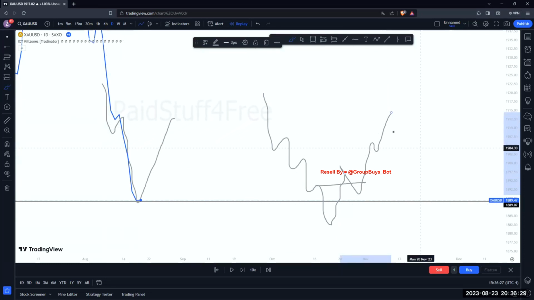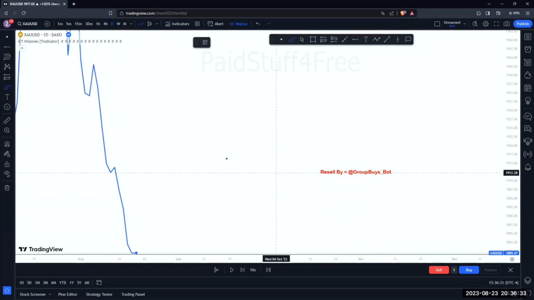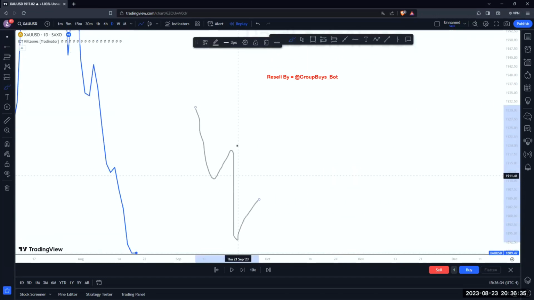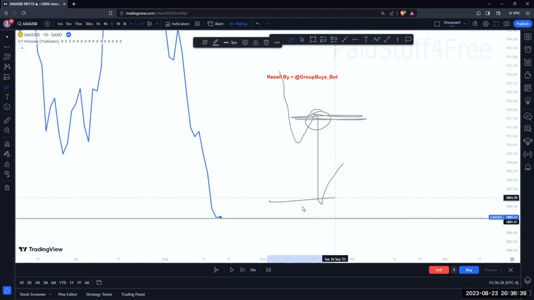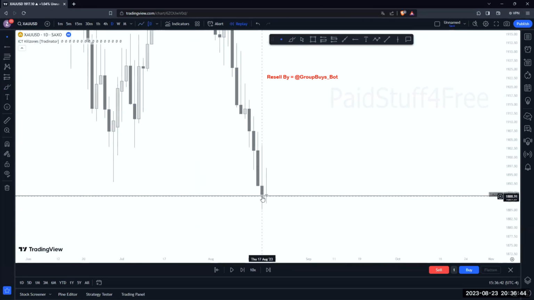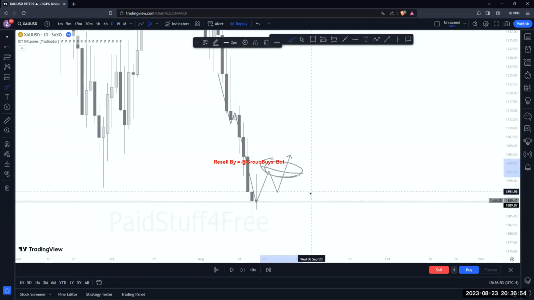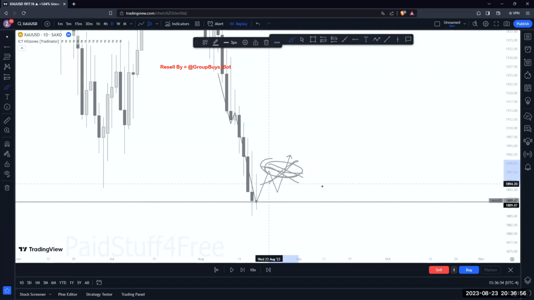But we have one rule, right? It's not a simple break of structure. You need a break, and that break should be of a high that has been made before we touch the level. What do I mean by that? So you see here, this is the touch, right? If price makes a high after the touch and then breaks it, it's not a break of structure. This is false.